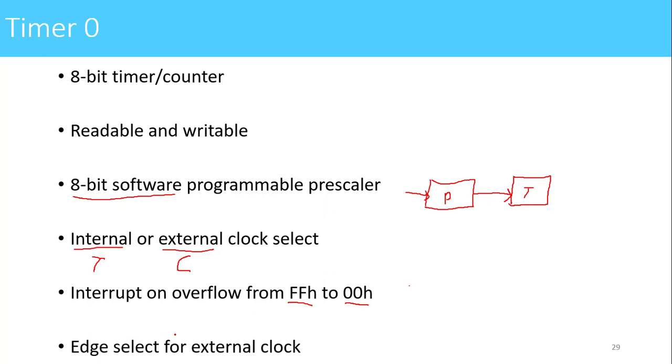Then edge select for external clock is also available. So on the rising edge the timer should increment, or on the falling edge the timer should increment. That can be decided if we are going to use the external clock signal as an input to the timer. That means if we operate the timer in counter mode, at that time we can decide on which type of clock edge the timer must increment.